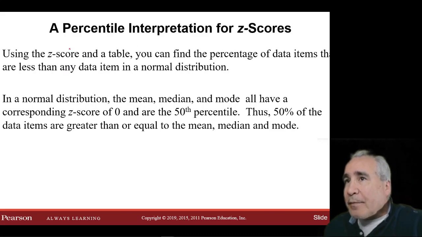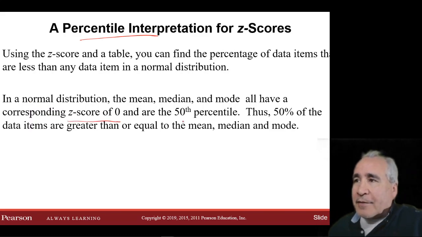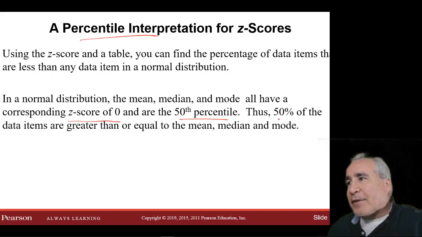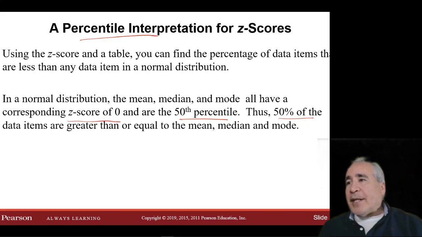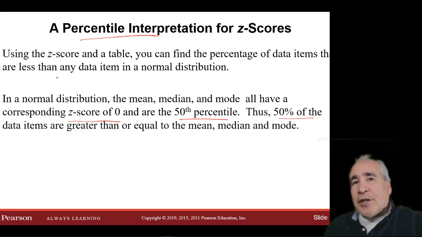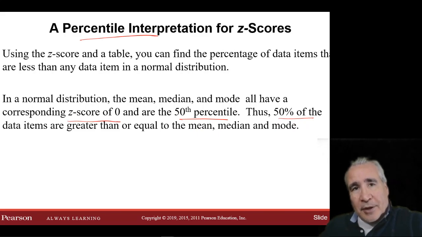Okay. So percentile interpretation for z-scores. The easy one is a z-score of 0. That's right in the middle. That's always at the 50th percentile, right? So 50% of the items are below. It's also 50% above. Once you know what percent's below, you subtract from 100, and you know what percent's above. So if you're in the 60th percentile, that means 60% are below, but 40% are above.